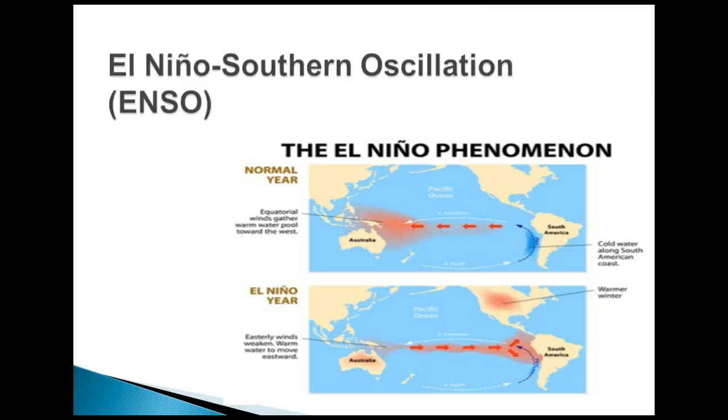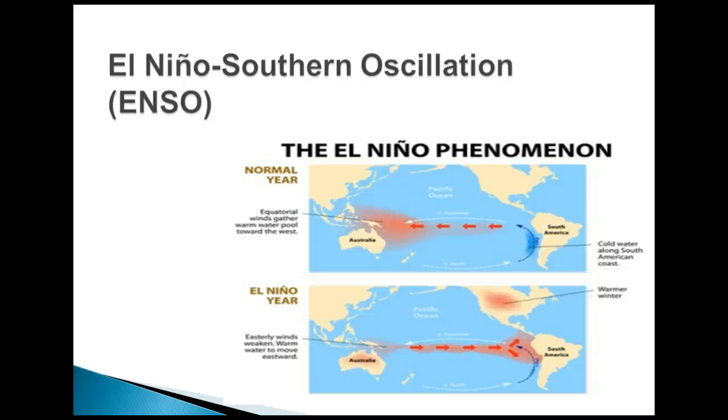Now, also write in your notes that El Nino and La Nina episodes typically last from 9 to 12 months. But some prolonged events may last for years, and they often begin to form between June and August, and they reach their peak between December and April.